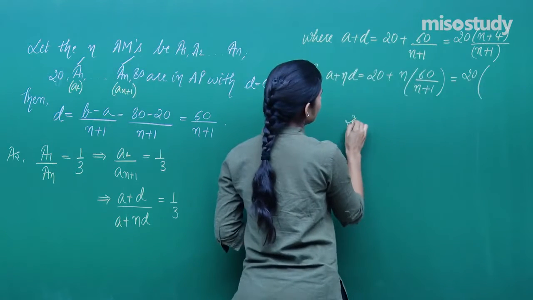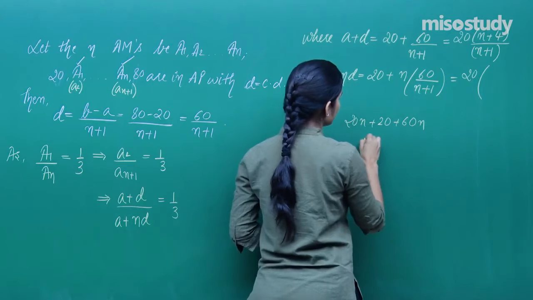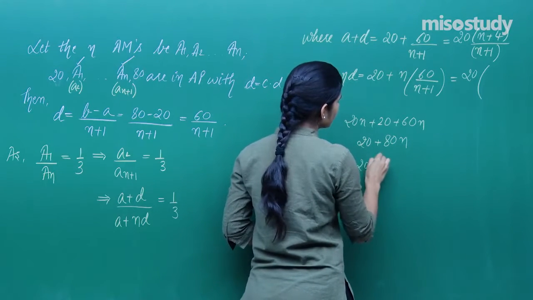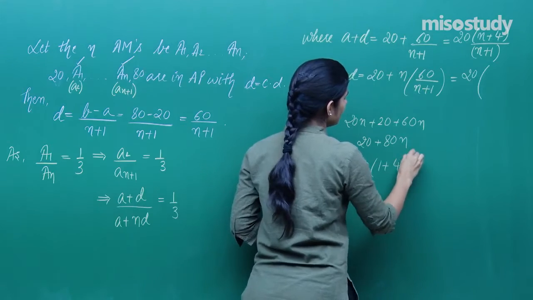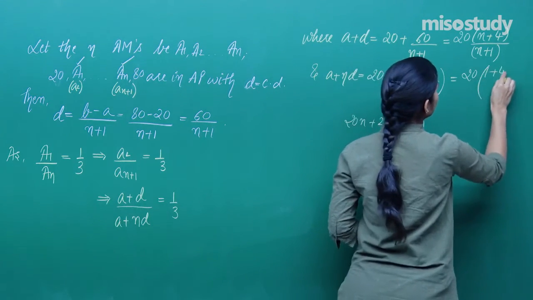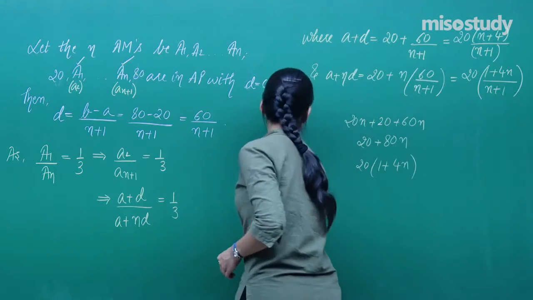See, over here you get 20n plus 20 plus 60n. So you get 20 plus 80n. 20 comes out common, 1 plus 4n. So you get 1 plus 4n or 4n plus 1 upon n plus 1. Fine.